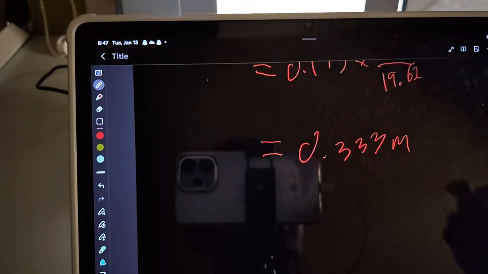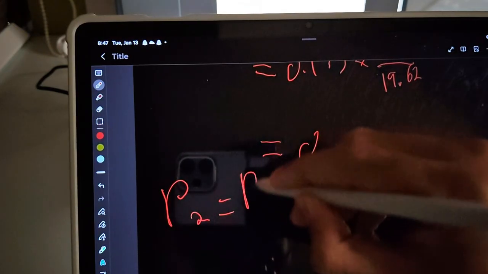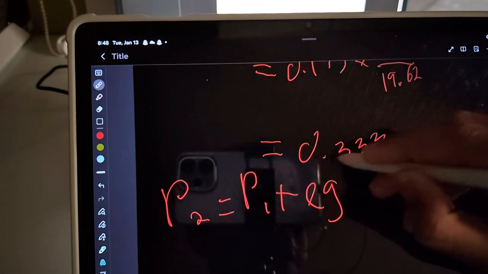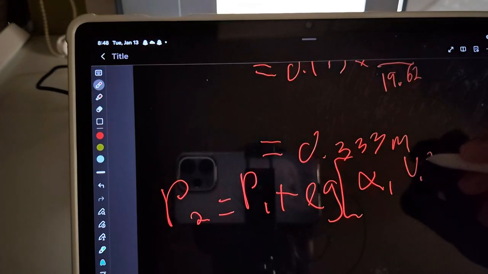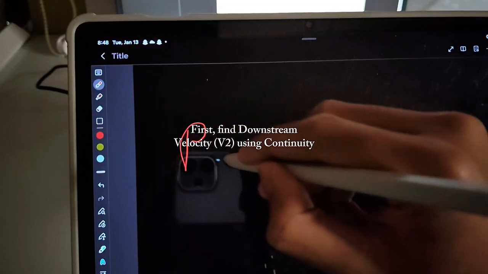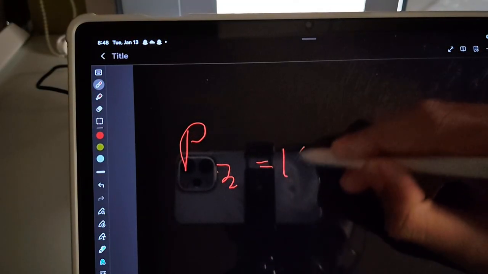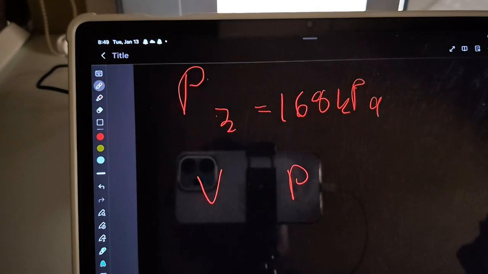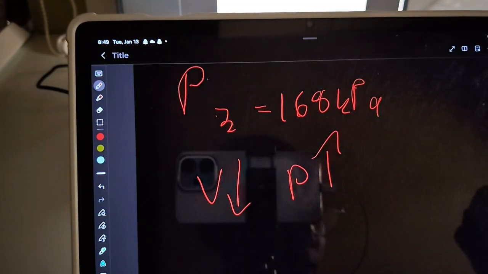And lastly, we apply the energy equation, which is P2 equal to P1 plus rho g times alpha 1 V1 to the power of 2 divided by 2g. Values given, and we will get P2. We will get 168. This result highlights a critical concept, which is if the velocity decreases, the pressure increases.